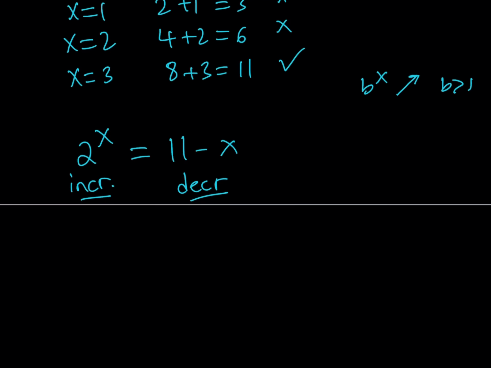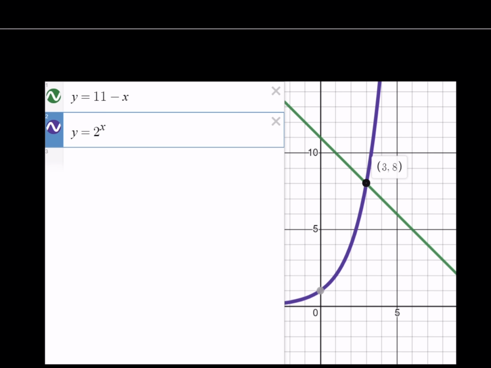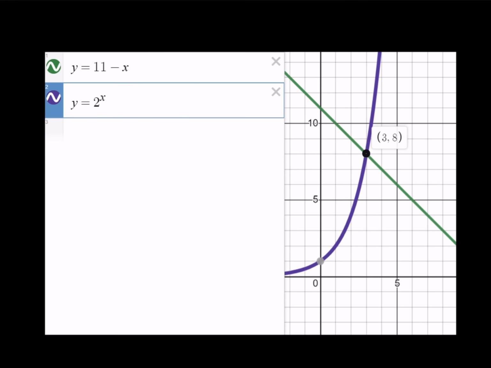So let's go ahead and take a look at the graph of these two functions together. Now you're going to know what I'm talking about. Okay, so here's the graph of y equals 11 minus x, which is the green line, and the graph of y equals 2 to the power x, which is the purple or the violet graph. And as you can see here, they're going to intersect at (3, 8), which tells us that x equals 3 is the only solution to this equation.